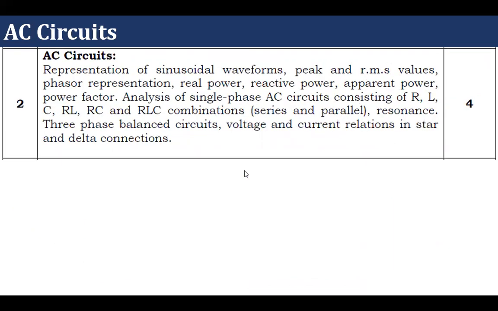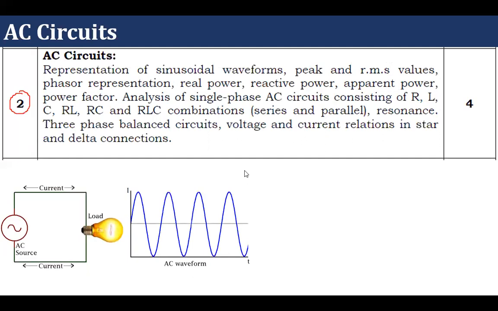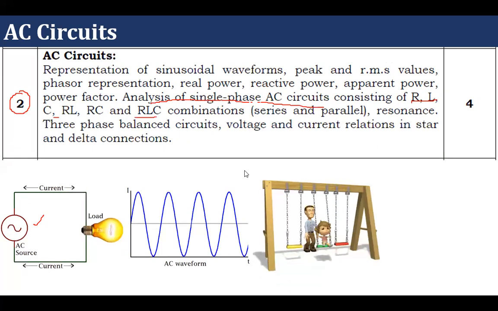In unit number 2, which is named AC circuits, we have to understand single phase AC and 3-phase AC. We have to go through peak value, RMS value, different types of power. Then we have to analyze the single phase AC circuits, which have a resistor, inductor, capacitor, or a combination of all these elements. Then we have to go through resonance.